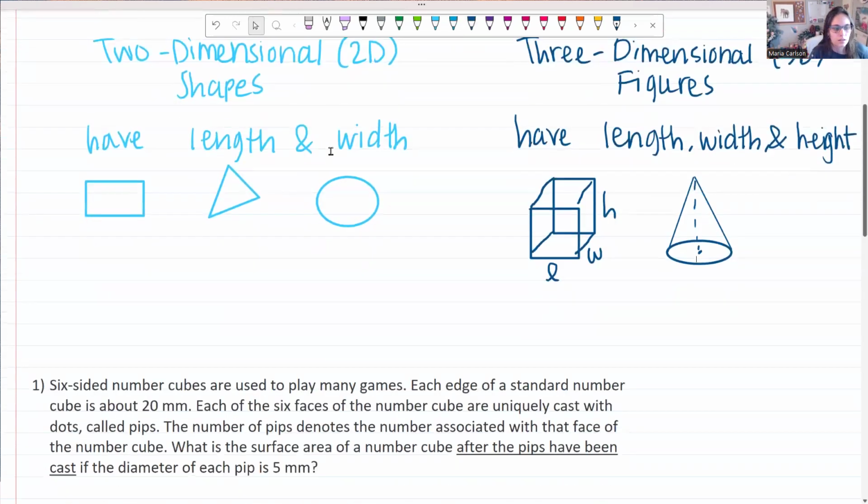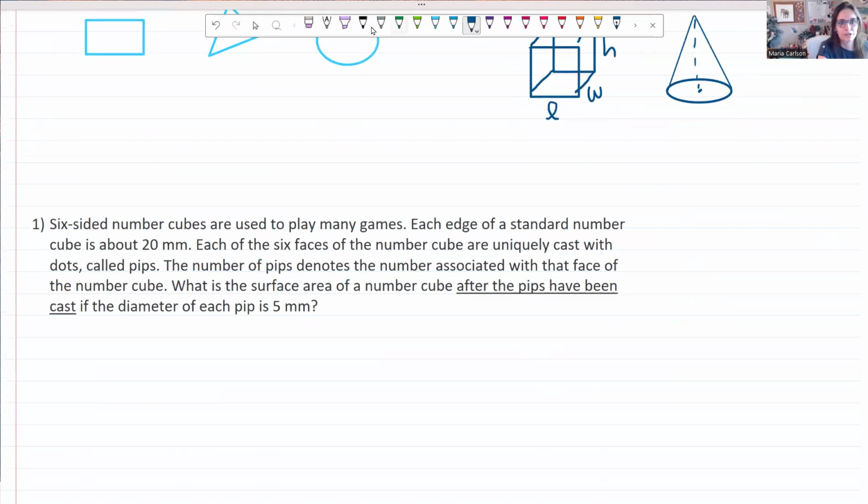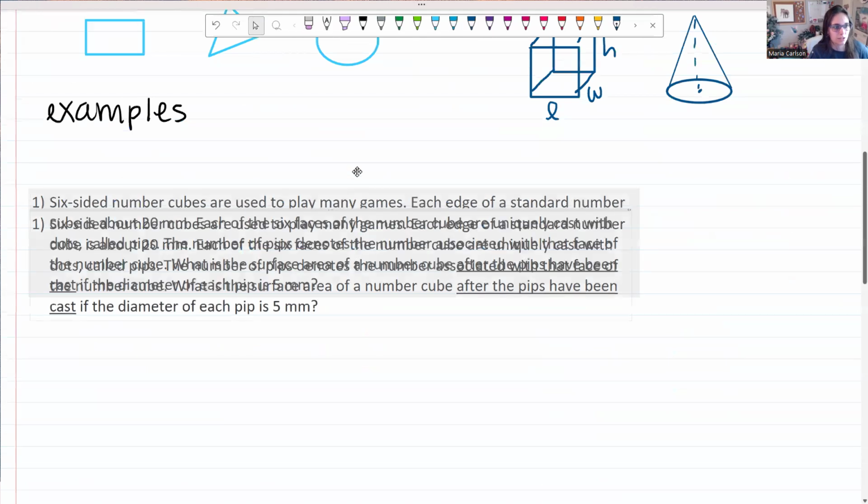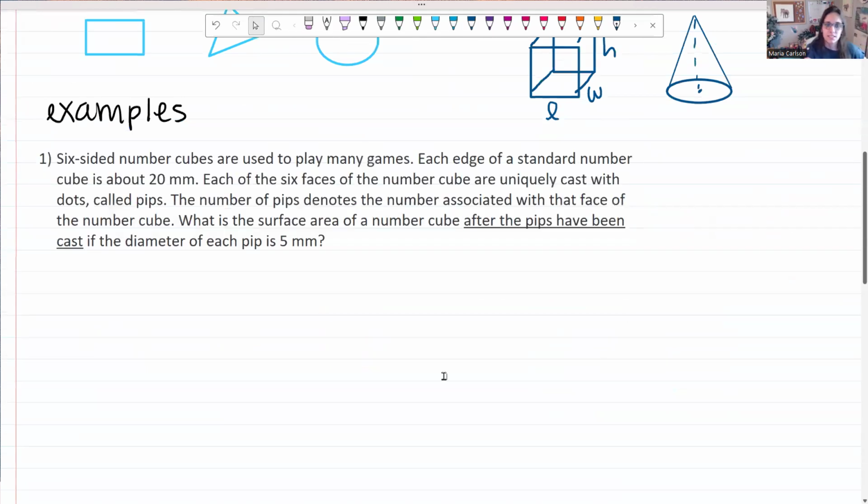All right. So we're going to look at some examples here using geometric modeling. Example number one, I have typed below: six-sided number cubes are used to play many games. Each edge of a standard number cube is about 20 millimeters. Each of the six faces of the number cube are uniquely cast with dots called pips. The number of pips denotes the number associated with that face of the number cube. What is the surface area of a number cube after the pips have been cast if the diameter of each pip is 5 millimeters?